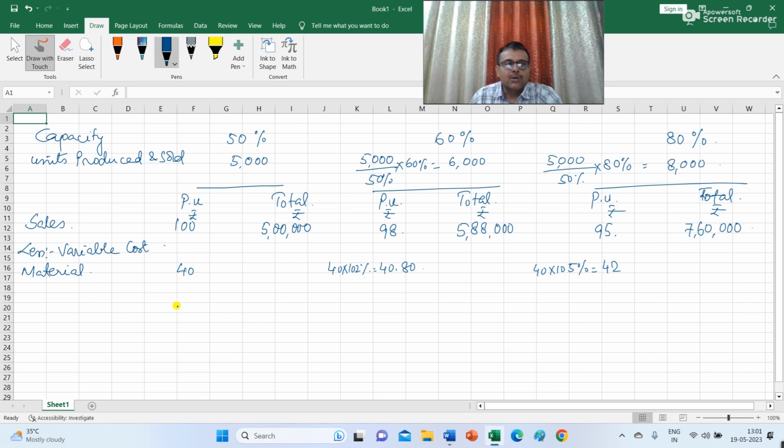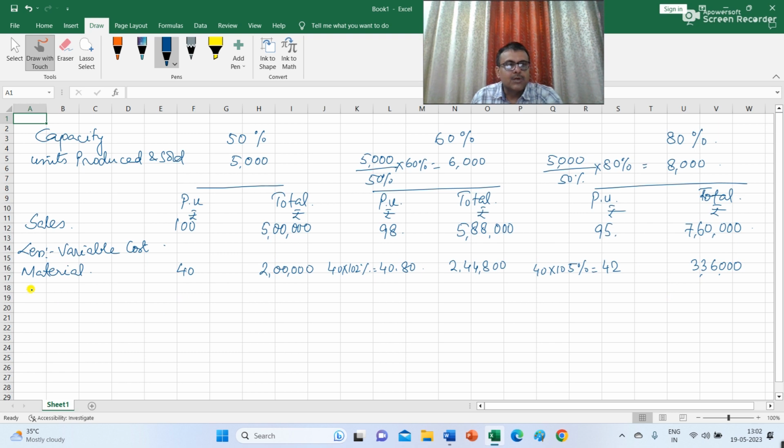So the total cost of material is 40 multiplied with 5,000, you will get 2 lakh. Then 40.80 multiplied with 6,000, you will get 2 lakh 44,800. Then 42 multiplied with 8,000, you will get 3 lakh 36,000. So the material cost we have calculated at the 3 capacity levels.